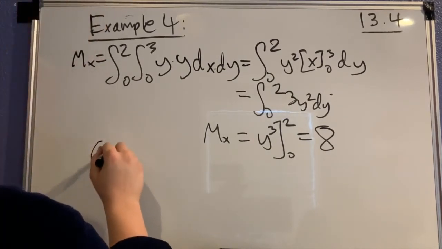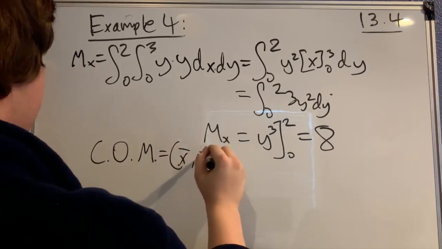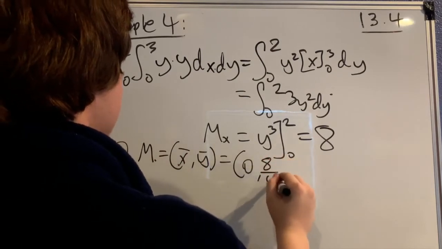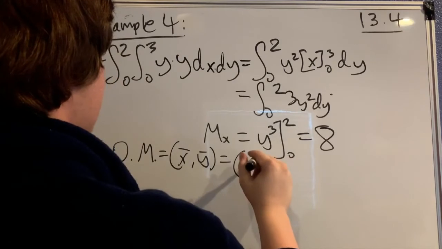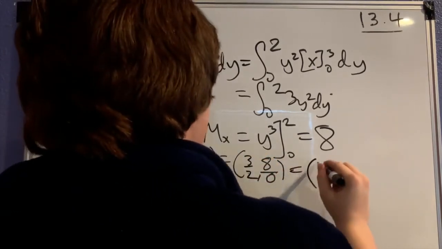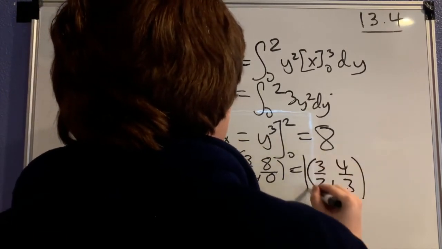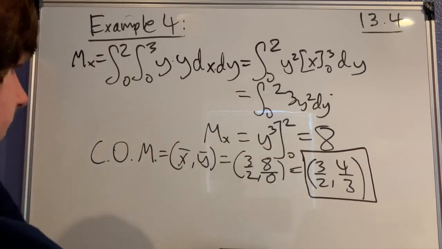Center of mass equals x bar, y bar equals 0, 8 over 6, or not 0, sorry, 3 over 2, 8 over 6, which is just 3 over 2, 4 over 3. And there's our answer for center of mass.